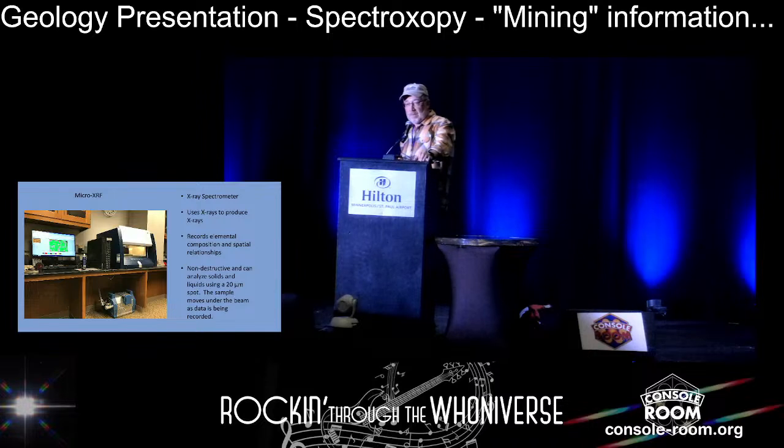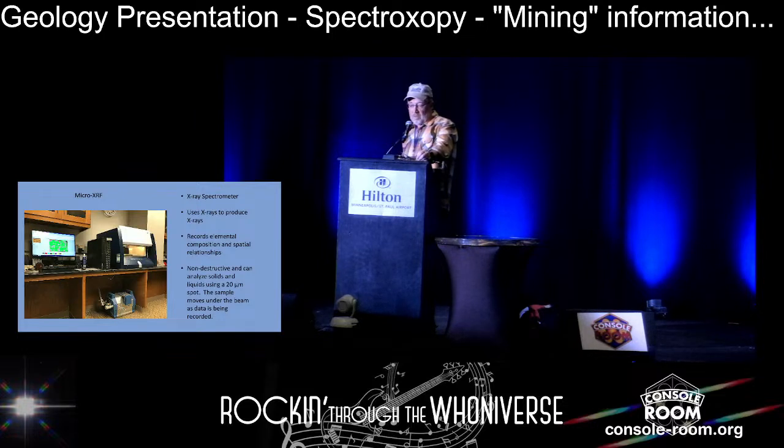Micro-XRF. This was the device that we got in 2017. We were lucky enough to get a specific grant, and we purchased this. We actually got a used version based on the amount of funding we had. We couldn't afford a new one at the time, and we got a demo unit from one of the labs in Berlin, where they're based. But it's an X-ray spectrometer. So we're using X-rays to produce X-rays, and we're recording the position of that.